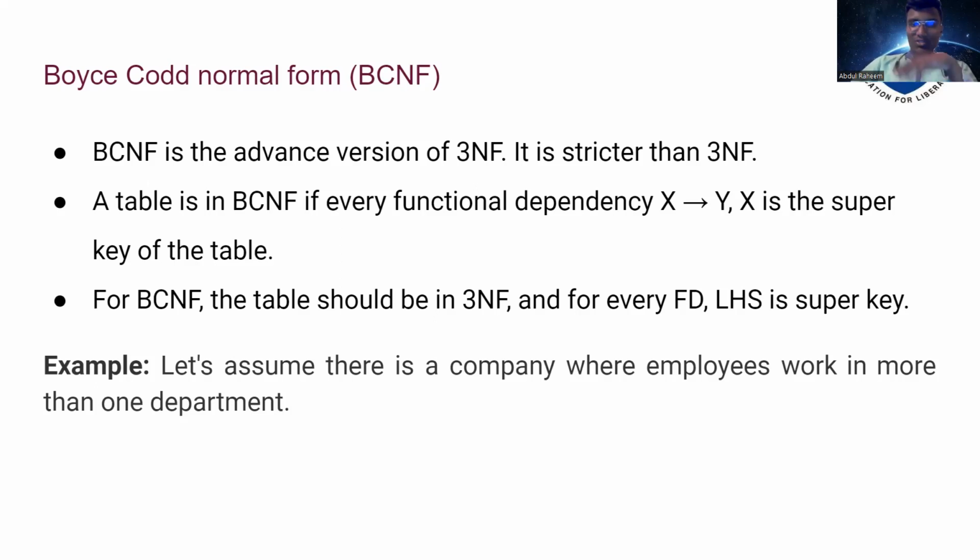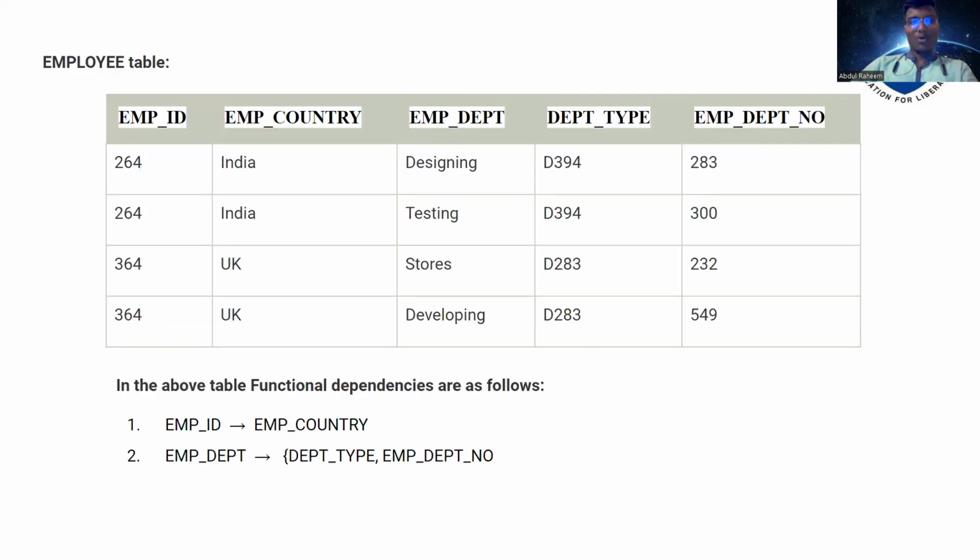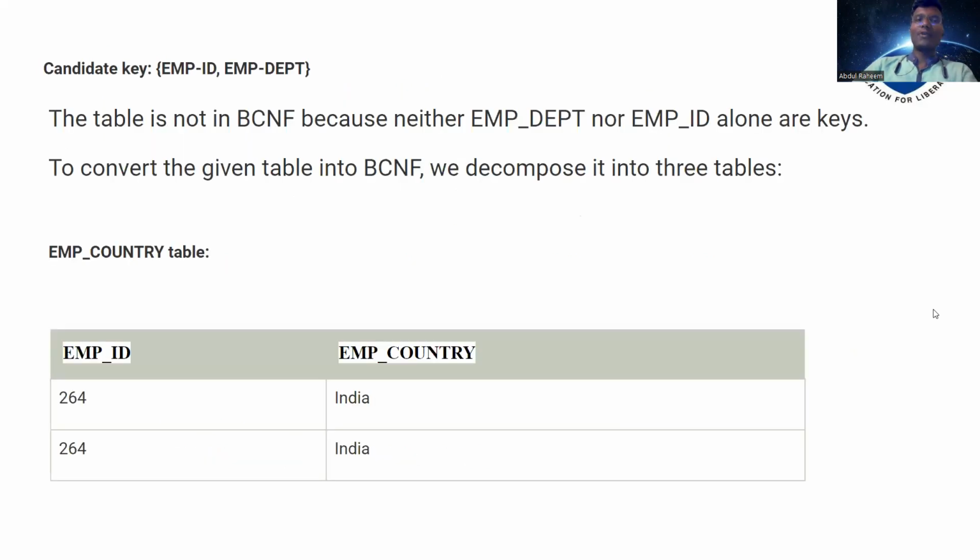For example, let's assume there is a company where employees work in more than one department. Employee table: employee ID, employee country, employee department, department type, employee department number. In the above table, the functional dependencies are as follows: employee ID determines employee country; employee department determines department type and department number. Candidate key: employee ID and employee department are the candidate key. The table is not in BCNF because neither employee department nor employee ID alone is a key.